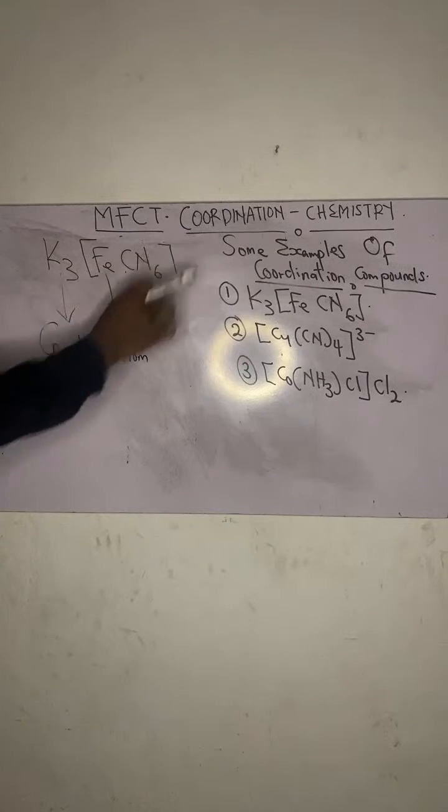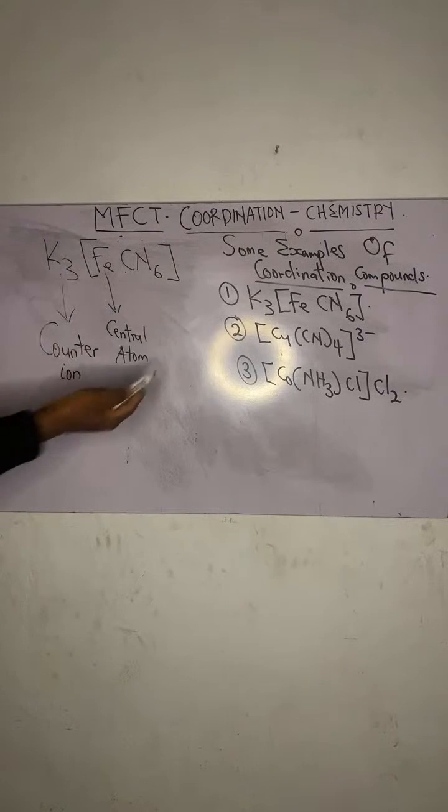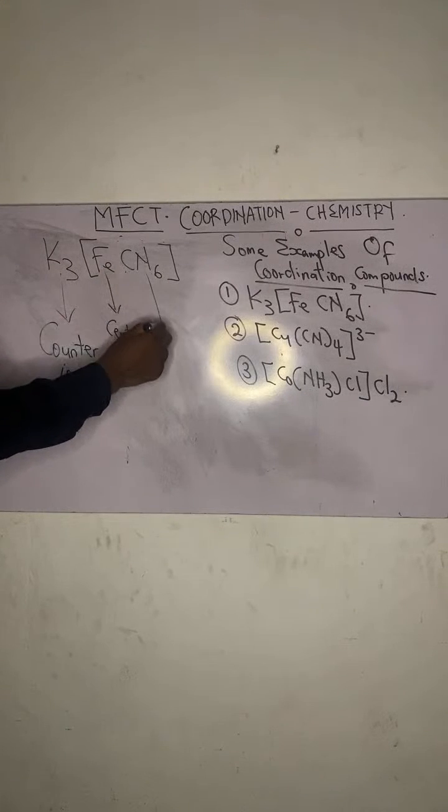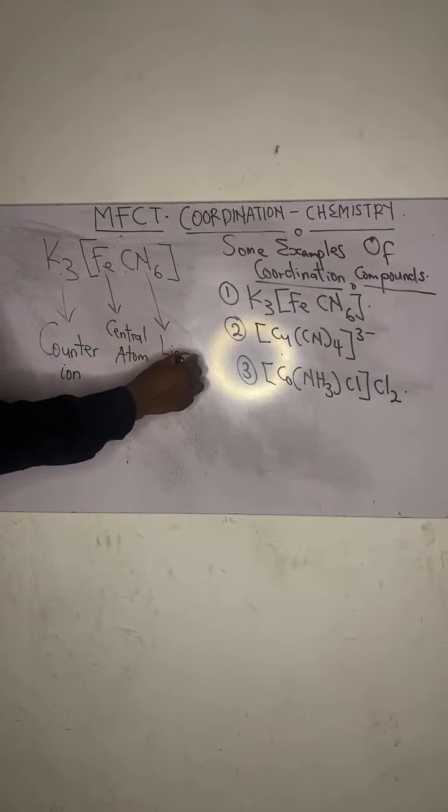Now, once you have been able to identify your central atom as the metal ion that is present inside the square bracket, all other atoms or ions or molecules that are present inside that square bracket would be referred to as ligands. So this simply means that CN is the ligand. Now, once you have been able to identify your central atom, your ligand, and the counter ion, then you have to know something. What is that?